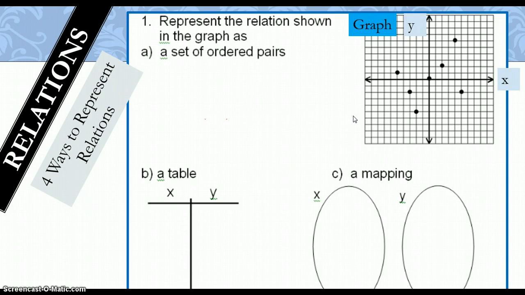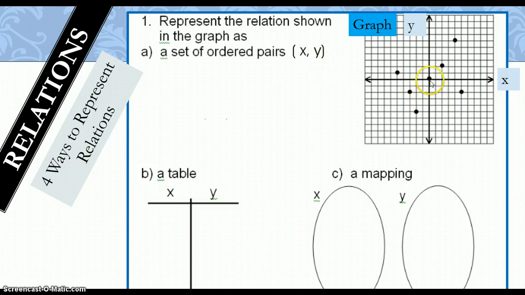And as I make annotations on this slide, I want you to also make sure that you copy those annotations onto your notes. So suppose I have this graph and I want to represent this relation in terms of ordered pairs. Remember, an ordered pair is an x value, comma, a y value. So we want to put each one of these points in terms of ordered pairs.